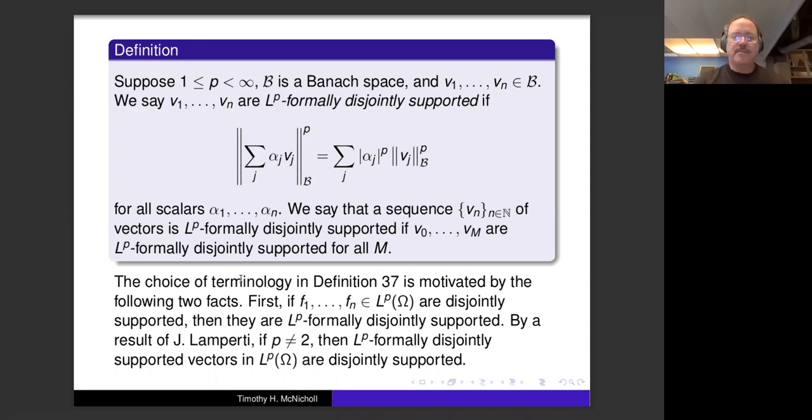It turns out that if you're in an L^p space, then disjointly supported vectors are in fact L^p formally disjointly supported, by a wonderful result of John Lamperti going back to 1956. I think if p is not 2, then you get the converse: L^p formally disjointly supported vectors in L^p of omega are also disjointly supported.